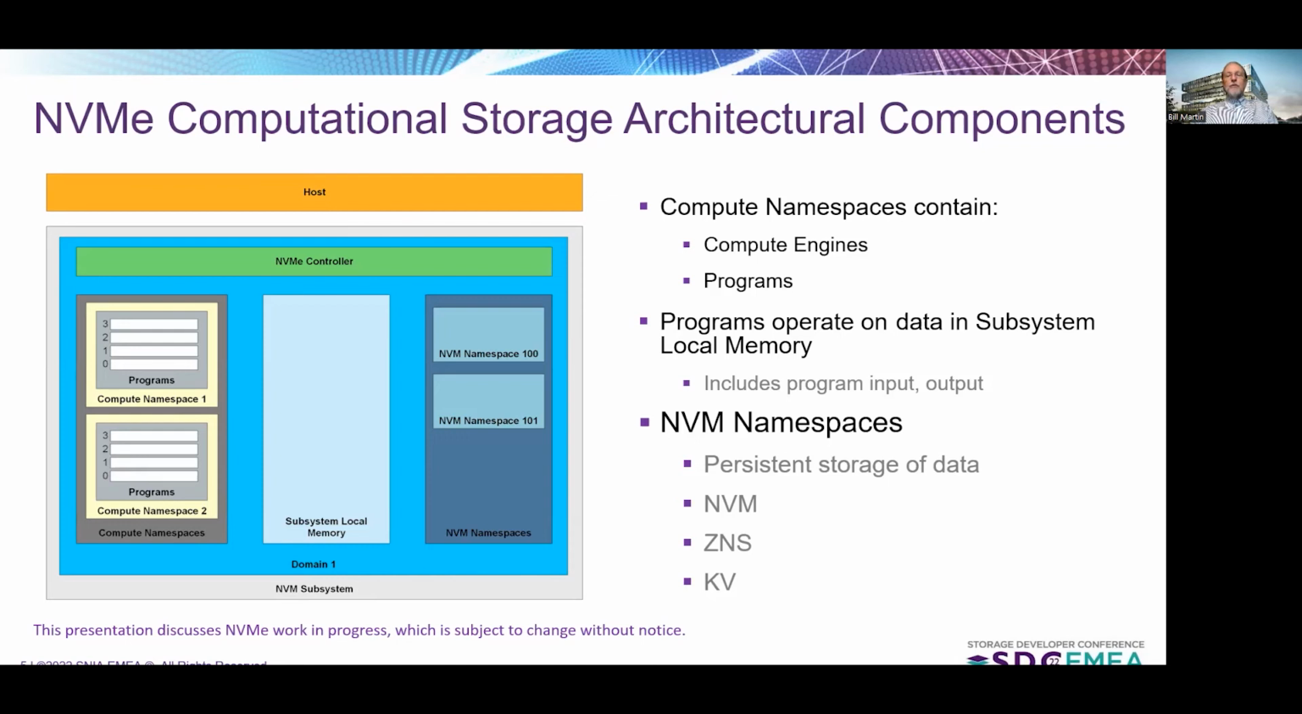Programs are what operate on data. They operate on data in the subsystem local memory. The subsystem local memory in the center of this diagram includes the program input data and output data. And finally, we have the NVM namespaces, which is the persistent storage of data. These could be an NVM namespace, a ZNS namespace, a KV namespace, but they are basically the NVMe architectural component where data is actually stored.